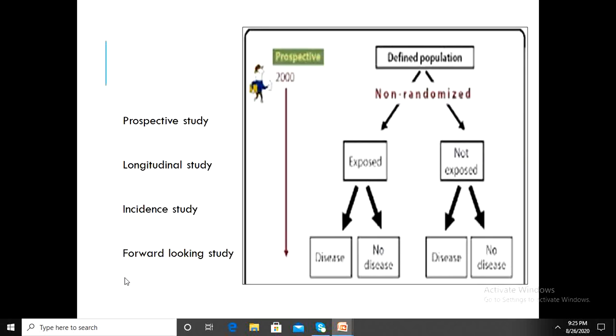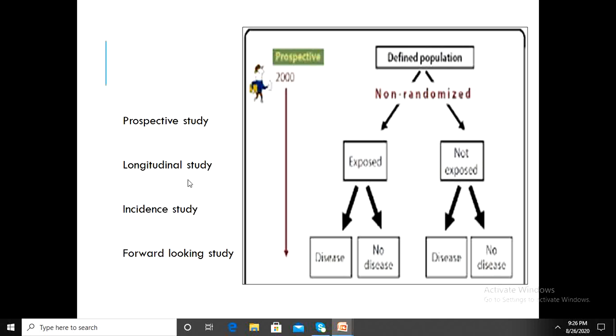So moving forward with the cohort studies, which are known as prospective studies. Why are these known as prospective studies? Because the researcher moves forward in time, and he identifies a cohort, he identifies a population, divides them into two groups, exposed and non-exposed, and then follows them over a period of time to assess whether the disease occurs in the exposed population or in the non-exposed population. So it is a prospective study in which the researcher moves forward in time.